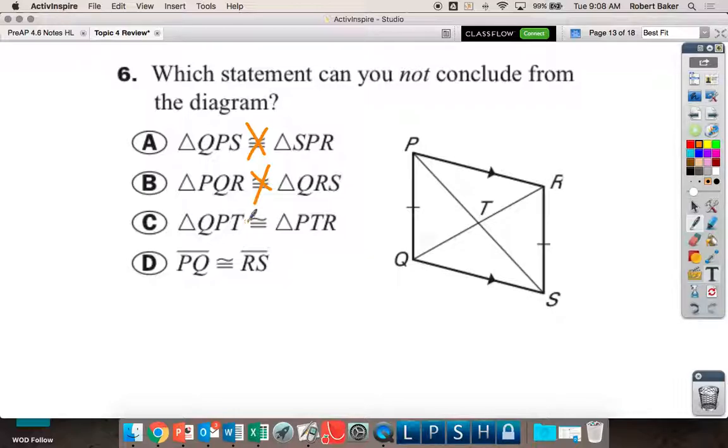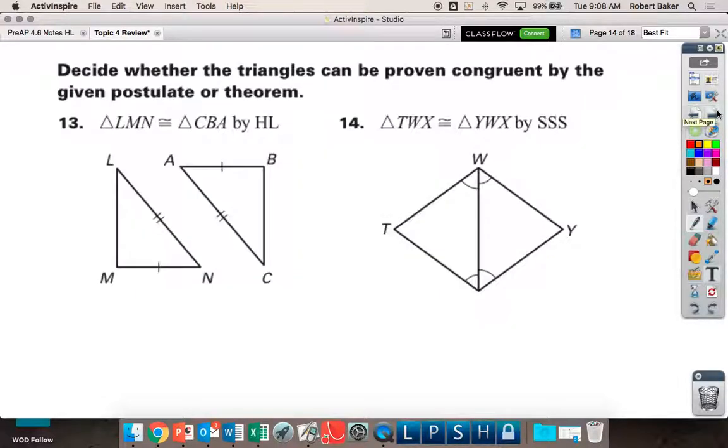QPT and PTR. Are those the same? No. You have side. That's it. No anything else. So C. Cannot conclude that. Eliminated that one immediately because it is marked PQ and RS are the same. You can conclude that. They told you that. Oh, that's a tough one.